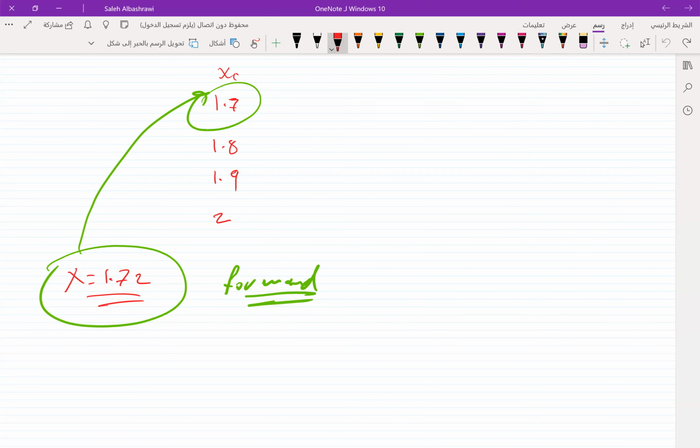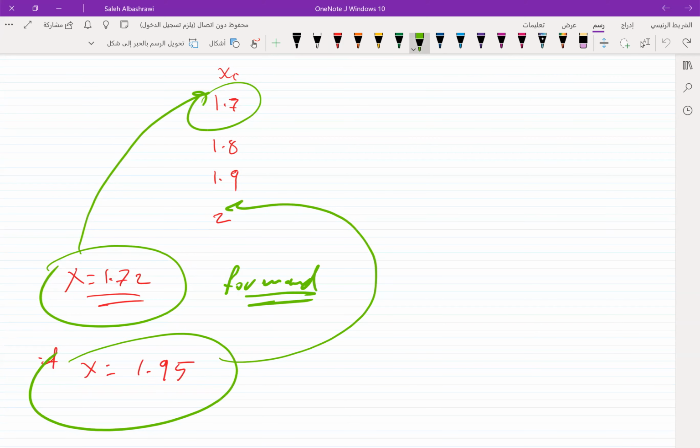If x is equal to, for example, 1.95, you can see that 1.95 is very close to the end. In this case, it is better to use backward. So depending on the location of the given x where we need to find the value of the function, if it is very close to the start of the list, then it is better to use the forward. If it is close to the end, then it is better to use the backward Newton formula.